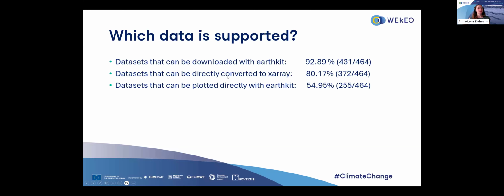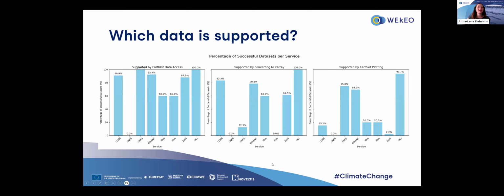to give a few words about which data is supported. So the download through Earthkit is possible with almost all the data through WEkEO. 80% can be converted directly to X-array, and the plotting functions are supported with around half of the data sets. So some data sets are not supported because the projections are very specific, or the data format is very specific. This is the case for example for some satellite data like altimetry data that is just not supported yet.